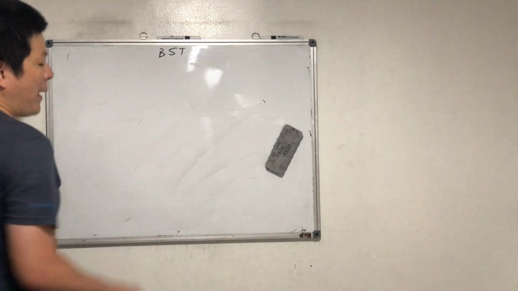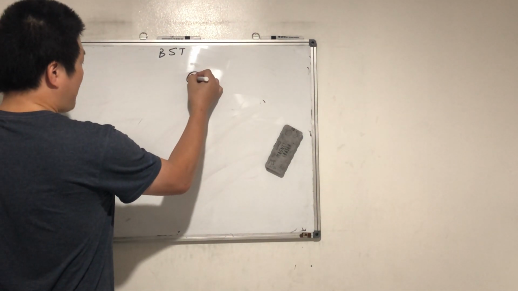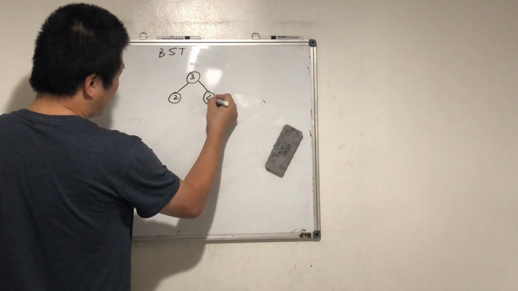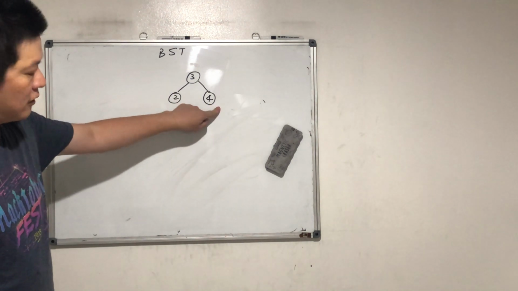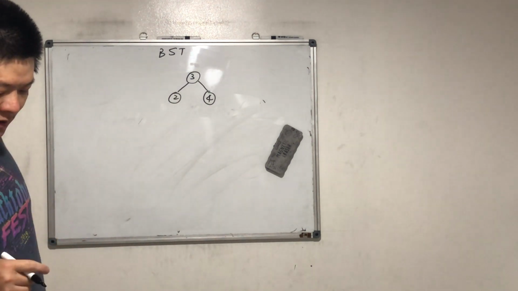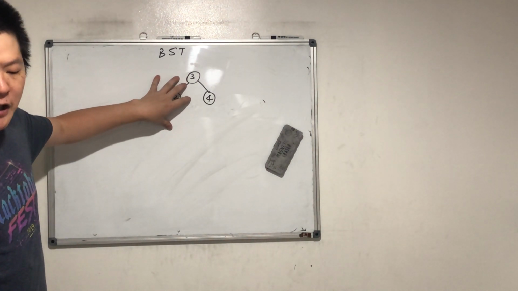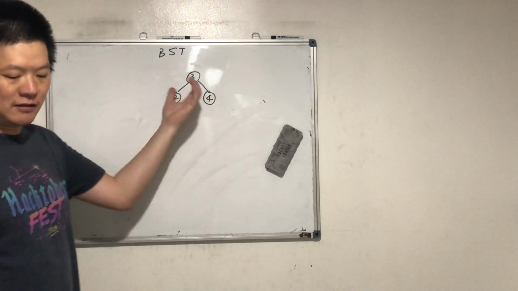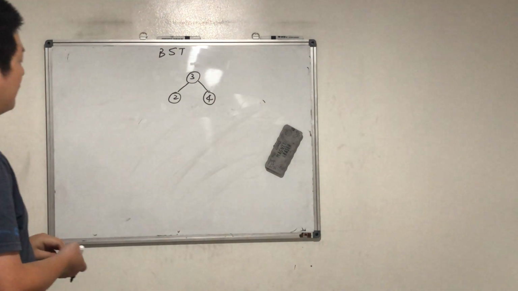Good. Can you tell me what's a binary search tree? A tree with numbers, where on the left of the root it's smaller, and on the right of the root it's bigger. So the nodes in the left tree are strictly smaller than the parent, and on the other side, the nodes in the right tree are strictly bigger than the parent.